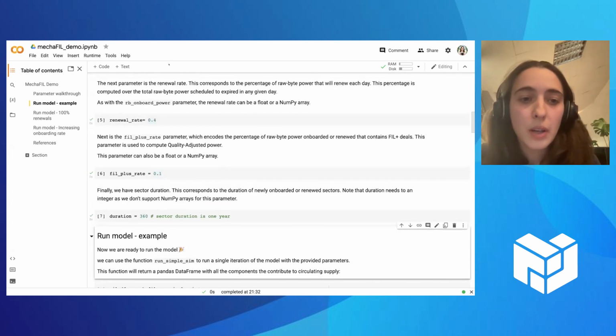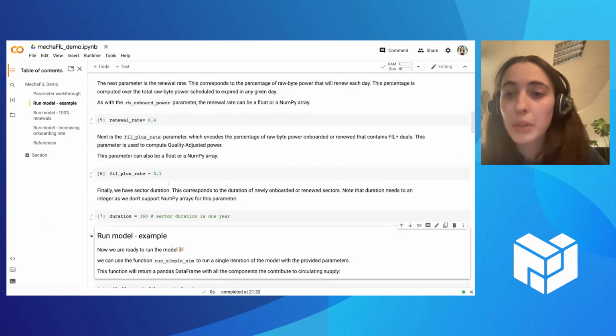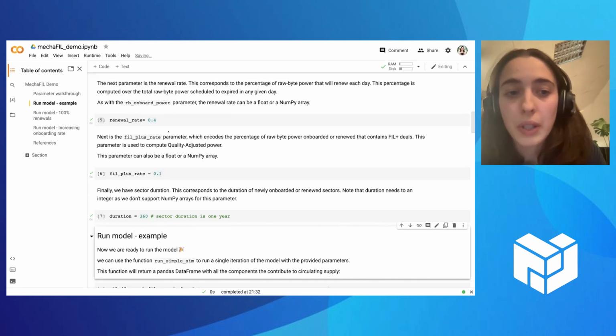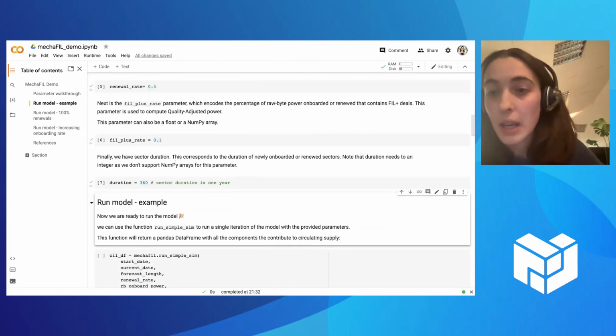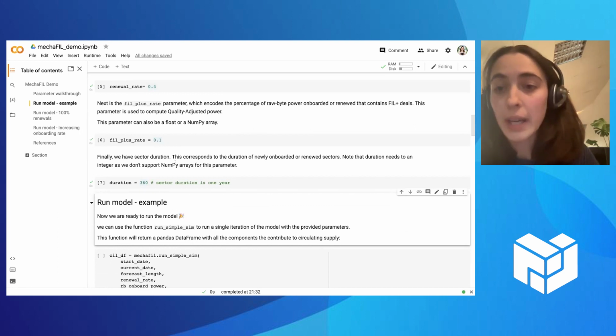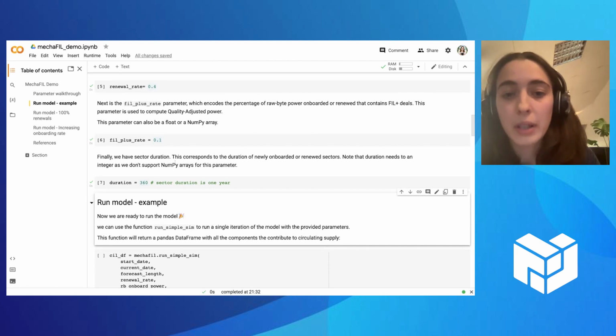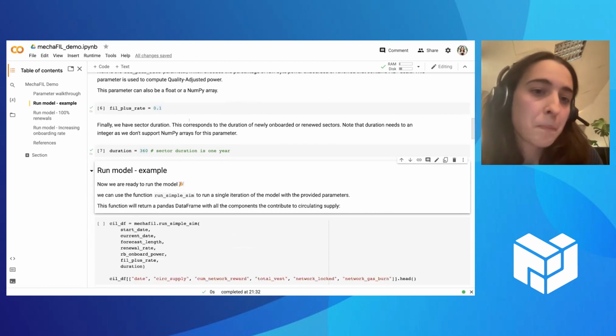So as you can see, these are all the parameters. We simplified a lot what type of behavior we can encode in this model to make it as simple to use and interpret as possible. But of course, this is a simplification, right? In the end, you have different storage providers coming in with different durations, different renewal rates. So this is a model that tries to simplify all that into a set of parameters that you can tweak and run scenarios with, okay?